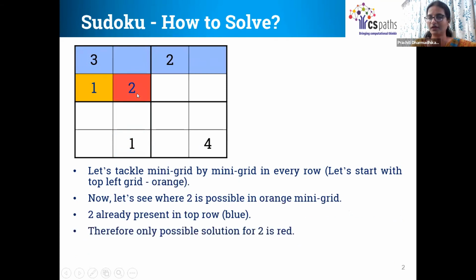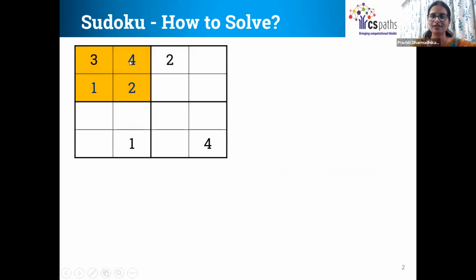And now the approach is we want to complete the mini grid with all the 4 numbers. Okay, so now 1 cell is remaining. So here the last option that remains is 4. So the first mini grid we have completed with 1, 2, 3, 4 numbers in each cell. Okay, now let's go to the second mini grid.